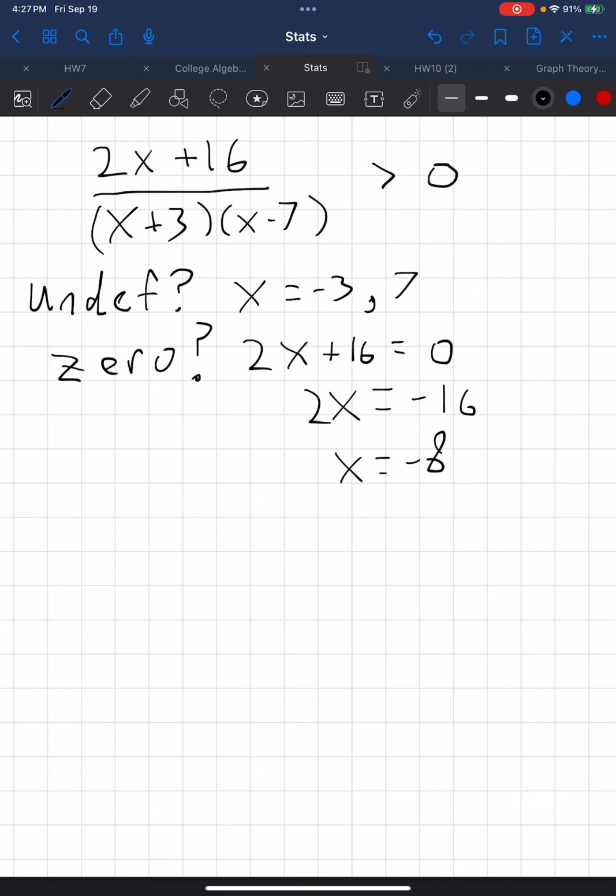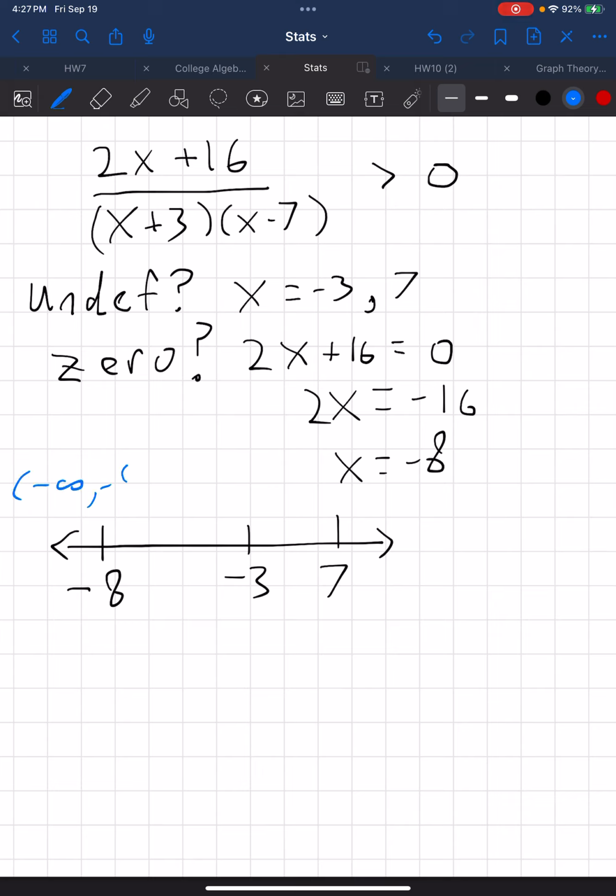And so now we see we have 3 key values, negative 3. Oh, why am I doing that? I realize negative 8 is more to the left than negative 3. So negative 8, negative 3, and positive 7 are my key values. So how does this break up the number line? Well, I have negative infinity to negative 8, negative 8 to negative 3. I'm writing this one down here for the sake of room. Negative 3 to 7. And then from 7 to infinity.